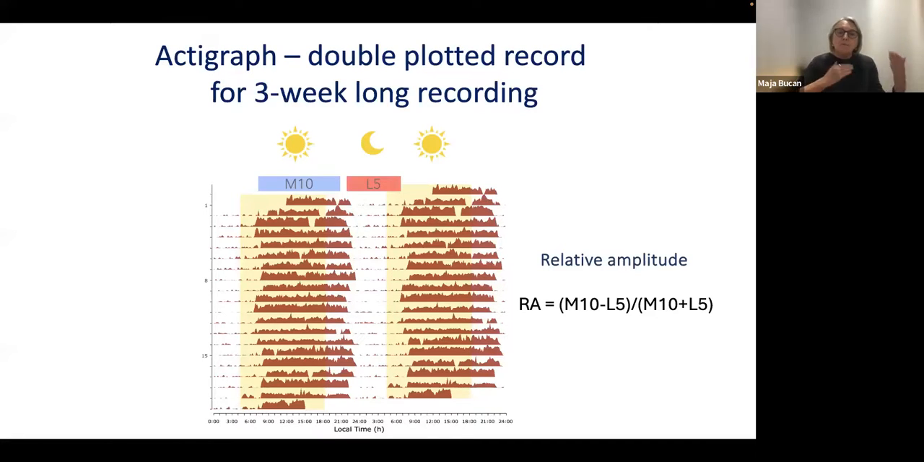These measures and analyses are very different for activity, and this is the reason for the title of my talk. It's not only sleep, but also activity. So we measure level of activity and onset of M10 phase as a measure of overall daytime activity, and then L5, the least active 5 hours during the night.